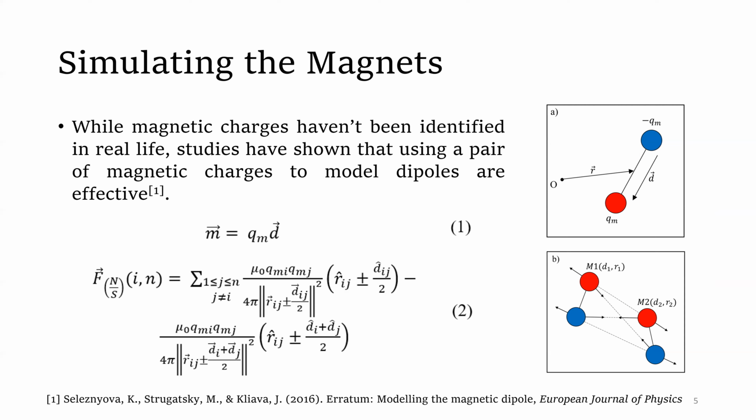We have a total of 8 different forces, 2 on each magnetic charge. The net force on the dipole M1 can be computed by the vector sum of the 4 different forces acting on it. A generalized formula for the forces experienced by the ith dipole in a setup of n magnetic dipoles is shown in equation 2.